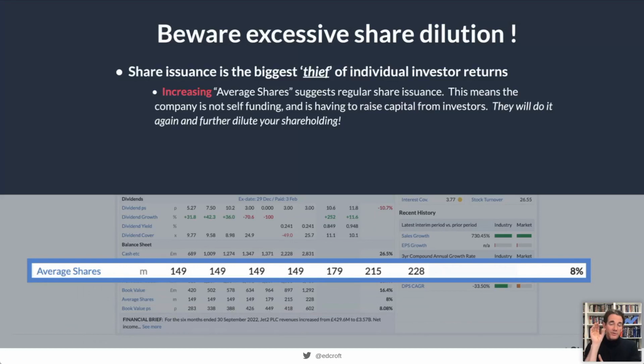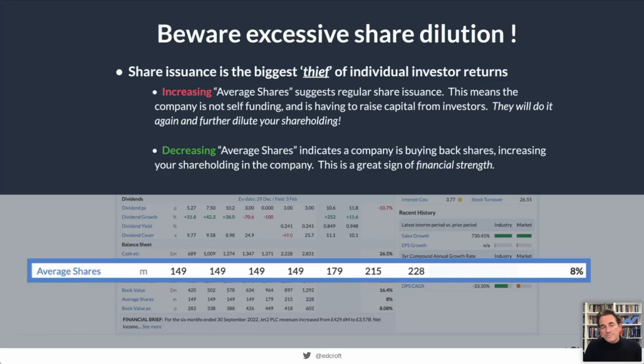Now, don't get me wrong. There are growth companies that need to do it, and this is what the capital markets are for. But in my opinion, it's abused on AIM a lot, and private investors get a really raw deal. The best investments have very, very slowly increasing average shares, if they're, for example, issuing shares for staff compensation, or better, the number of shares is reducing. That means they're buying back shares, which is great for you as a shareholder. So that is a really important fact, and it's a great sign of financial strength if the number of shares is reducing.